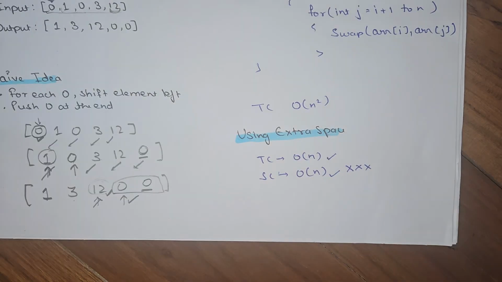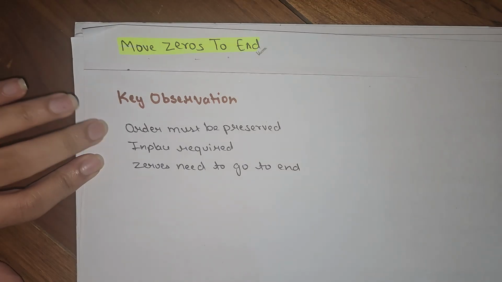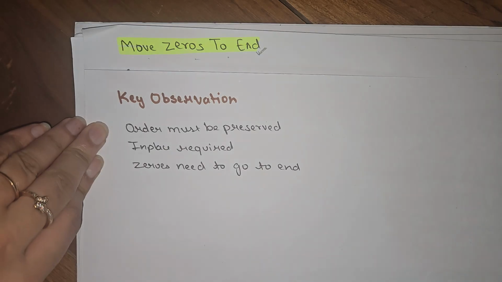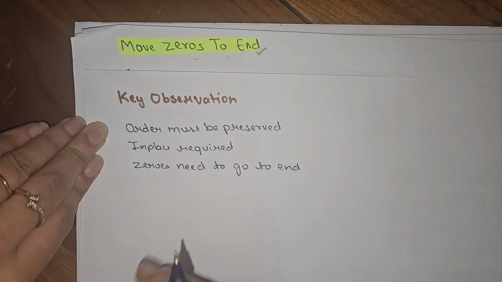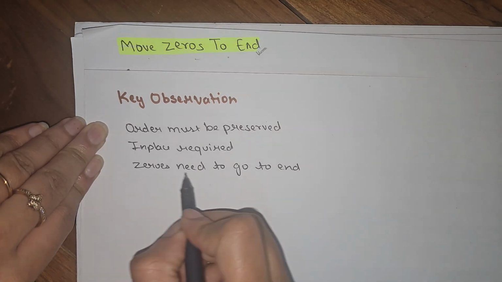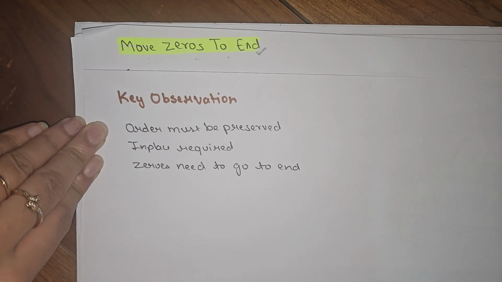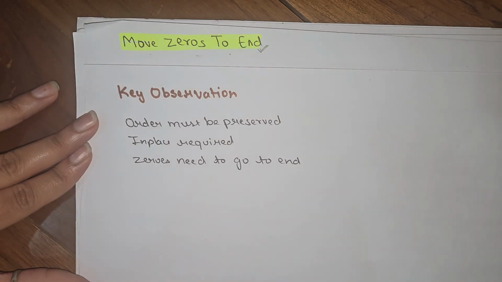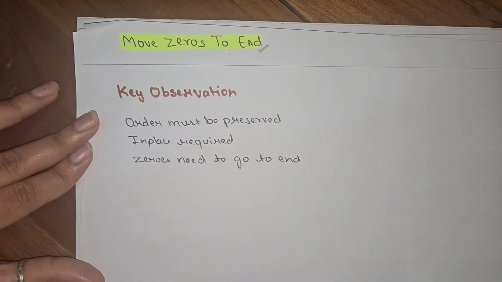So if we observe in this question, what we want is that the order should be preserved. We need to solve this in place. We don't want extra space, and zeros need to go to the end of the array. So this is a great fit for a two-pointer approach.